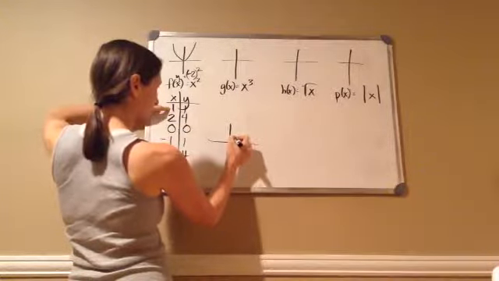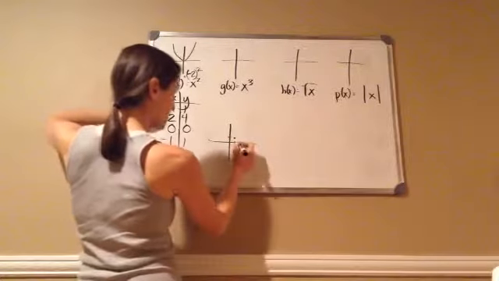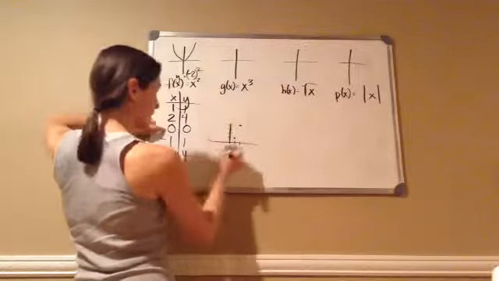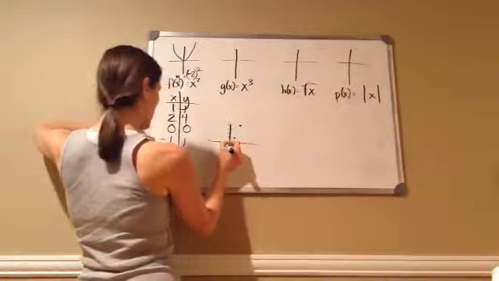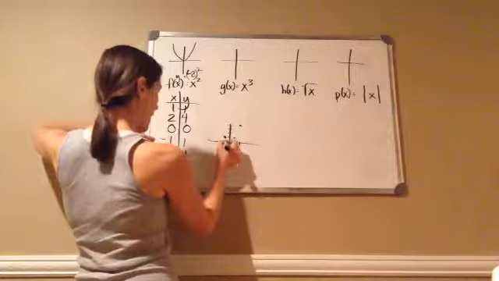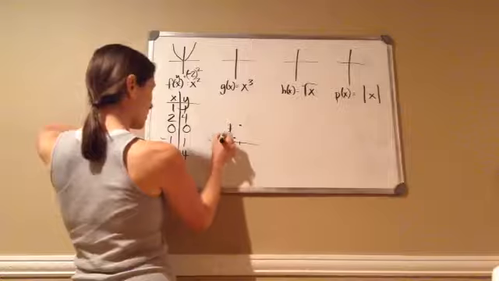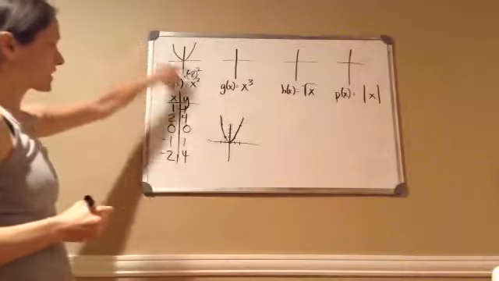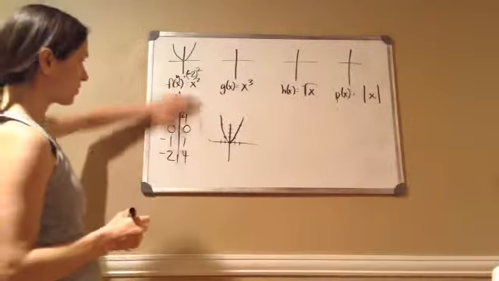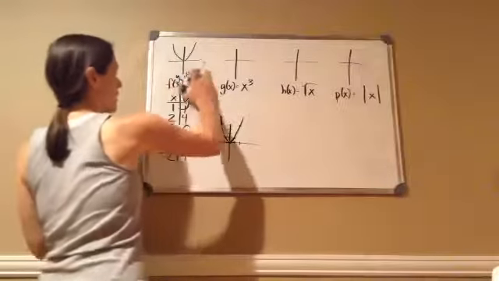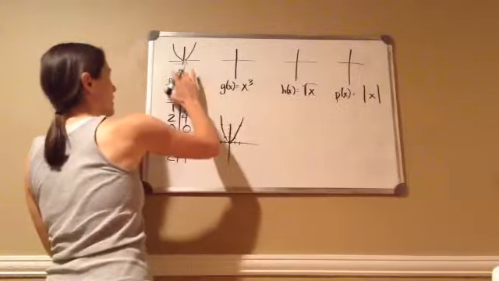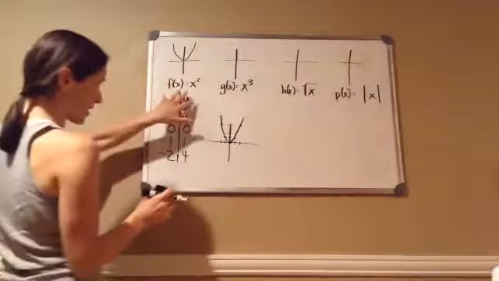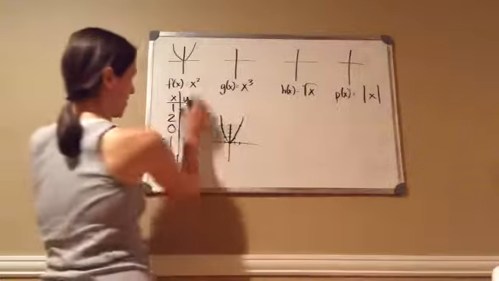1, 1. Now I'm just going to pretend like those are there. 2, 4. 0, 0. Negative 1, 1, and then negative 2, positive 4. So as you can see, they're exactly the same, and that's to show you what this function does. All that was to show you that this is the shape it makes when it's an x squared, and I used this method to figure it out.